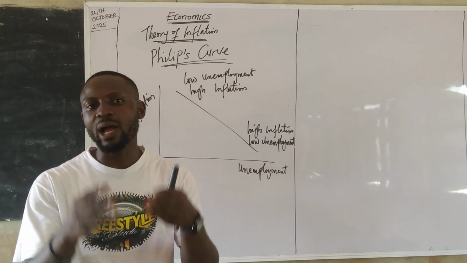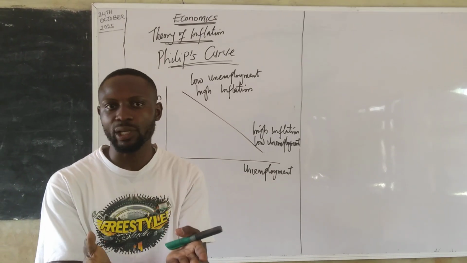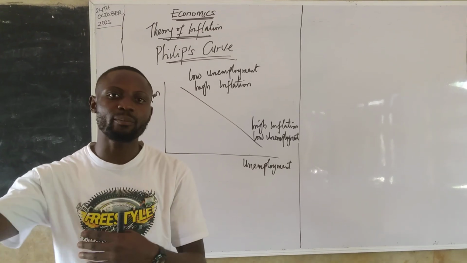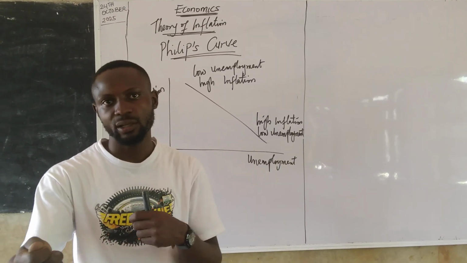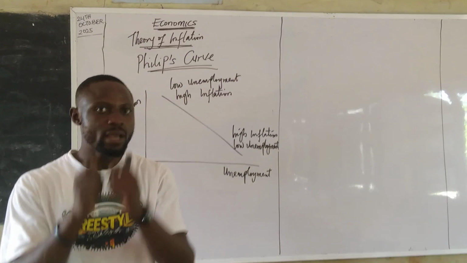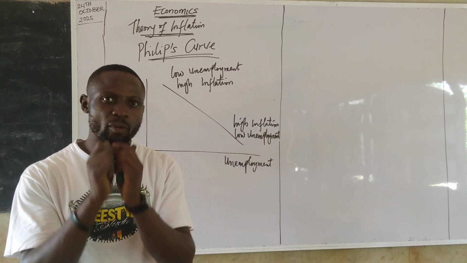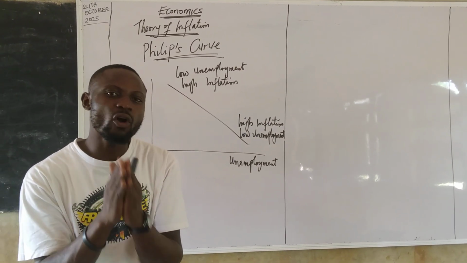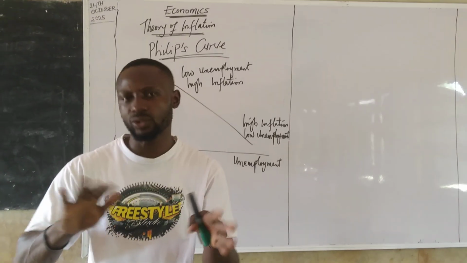Meaning, if you and I have jobs that we're doing, it means businesses will increase their prices because you have a lot of money to spend. So society has to choose this. But modern economists believe that the Phillips curve may work only in the short run.